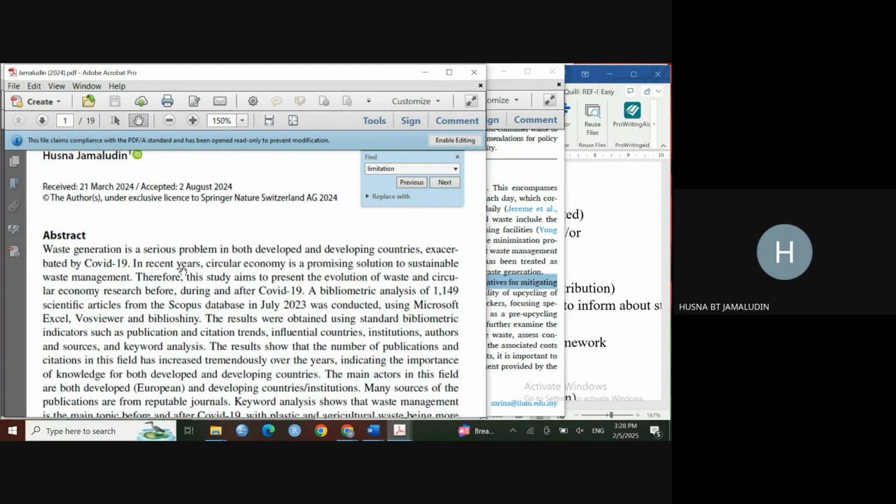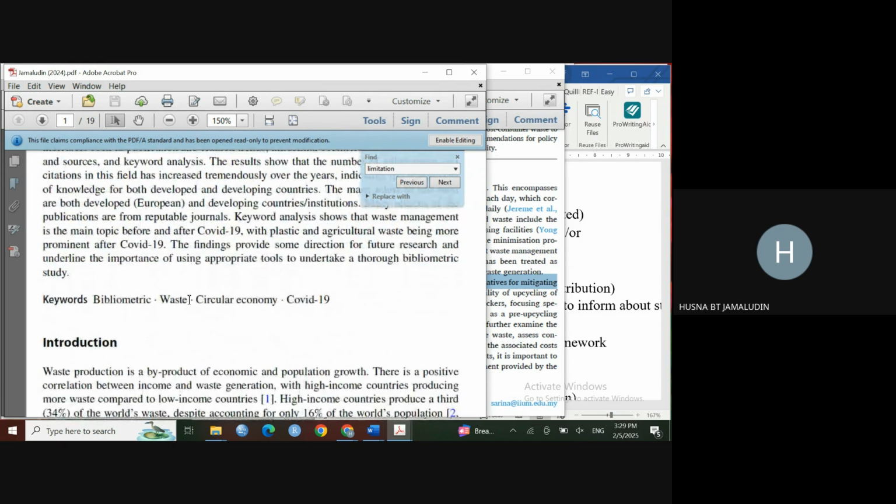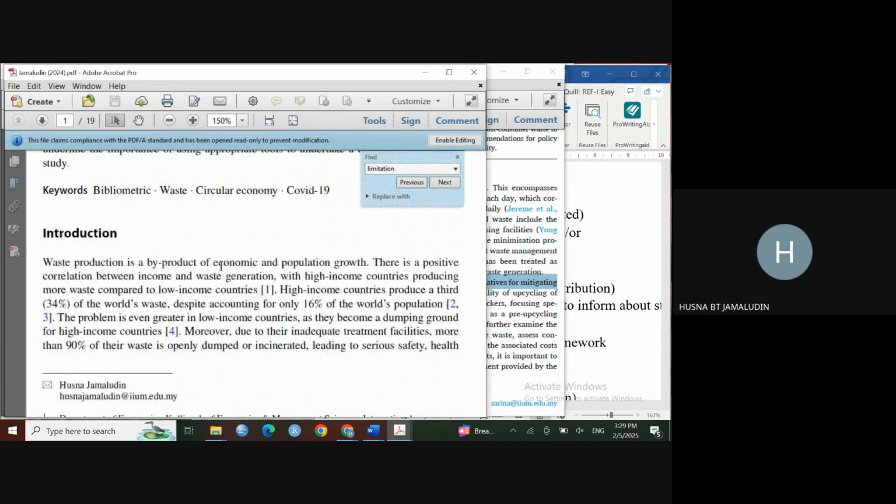Okay, there are different ways to come up with a general statement, a general problem. So you can see here, waste generation is a serious problem. I touch on the developed and developing countries, and the problem becomes serious because of COVID-19. Okay, so this is the abstract. My bad, I should scroll down to the introduction.